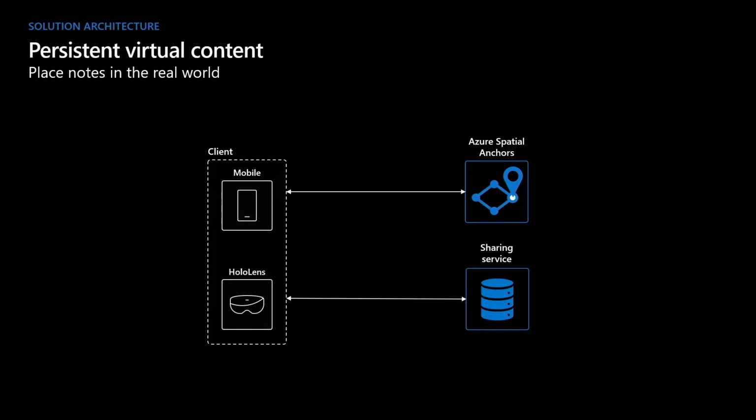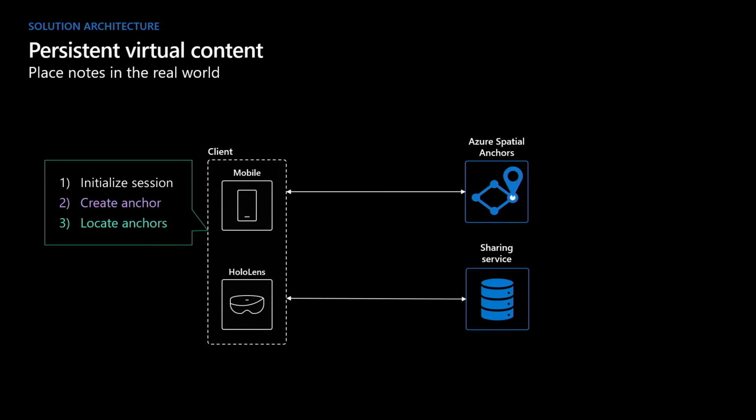So what else is going on in here? There's three main things. First, we're initializing a session. Then, we're creating an anchor. And finally, we're locating the anchors. So if we walk through how data is flowing, first, we save the anchor to ASA.